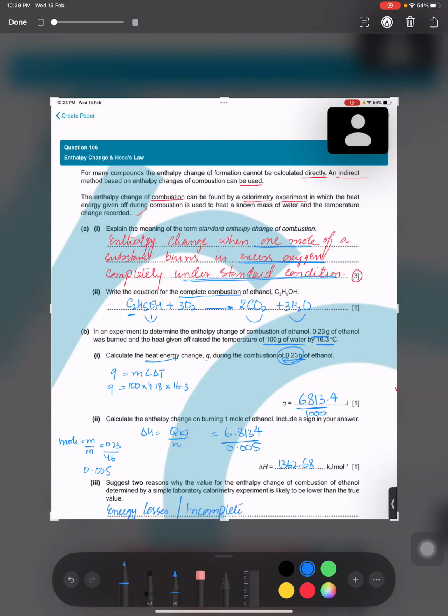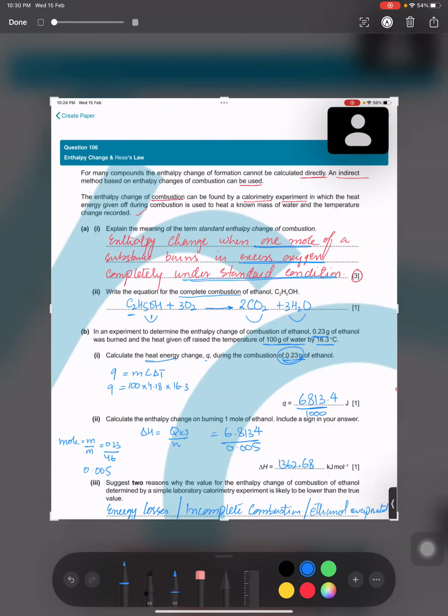It can also happen, incomplete combustion, or ethanol is a volatile liquid, so it can even evaporate. So you can say that ethanol evaporated. Ethanol can be evaporated as well. So any two reasons over here you can write. Right, Bacho? Is that clear?